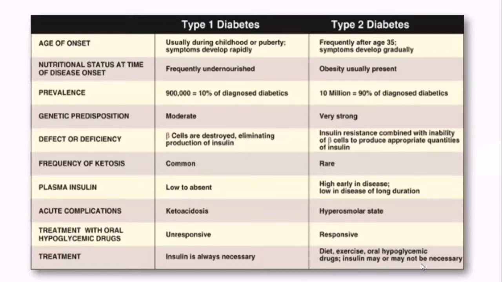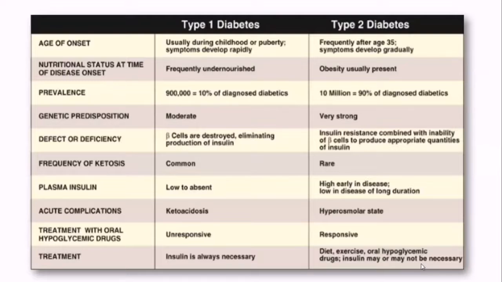Whereas in type 2 diabetes, due to the insulin resistance, the plasma insulin quantity is more in the early part of the disease. Eventually the beta cells are destroyed over a period of time, and the plasma insulin levels will decline in the long duration of type 2 diabetes. So what about the acute complications? Ketoacidosis is seen in type 1 diabetes, whereas hyperosmolar state is seen as a complication in type 2 diabetes.